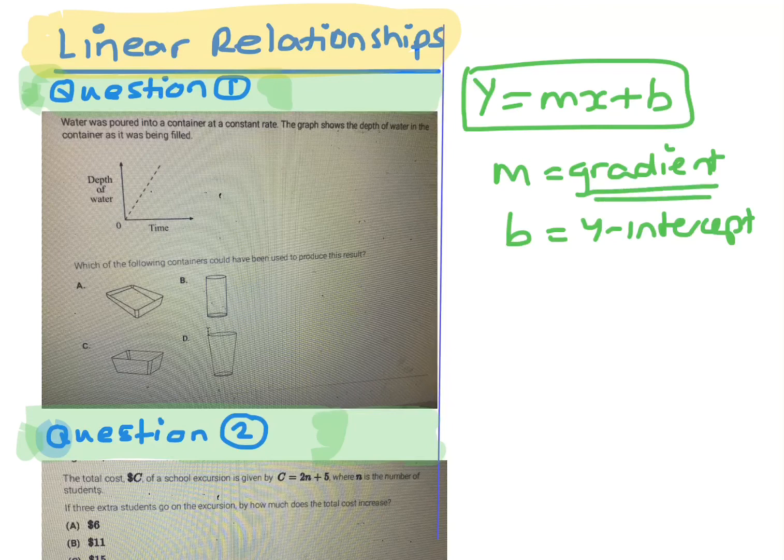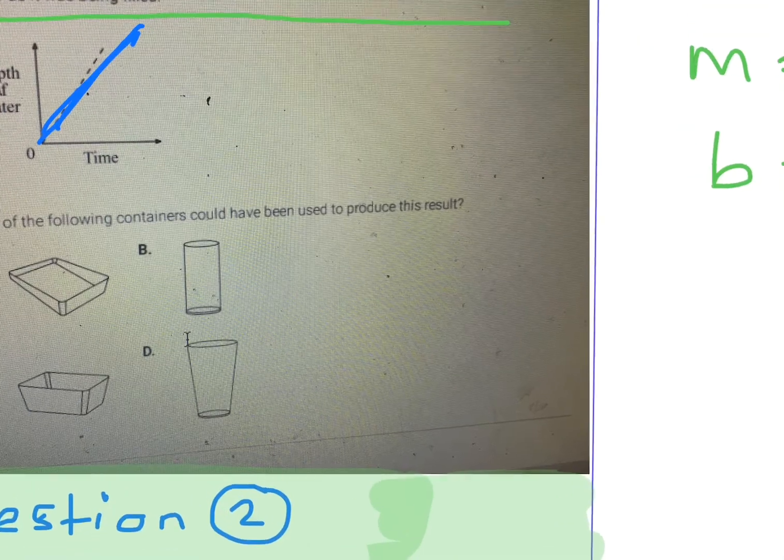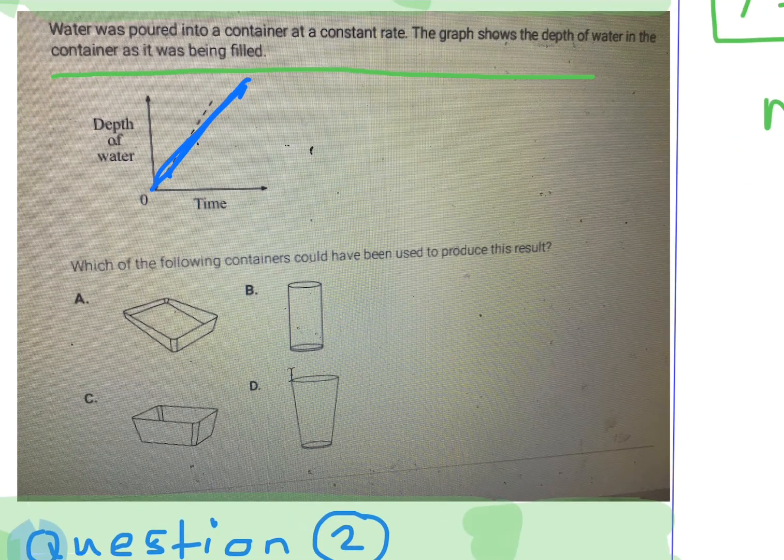Now when we're looking at this one here, water is being poured into a container. The graph shows the depth of water at any given time. If you look at this particular graph, see how it's a straight line? So that means that the water is going up at a constant rate. When the water goes in, it goes up at a constant rate. So the answer will be B.